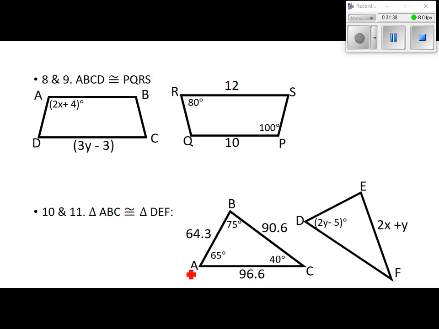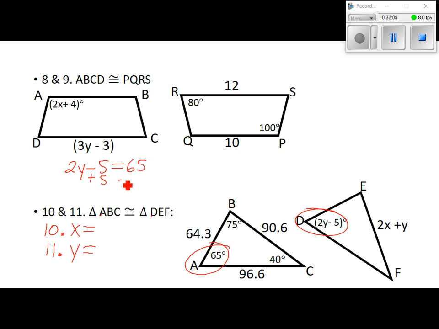Number 10 and 11, same idea. 10, they want what x equals. 11, they want what y equals. I look over here. So I know that angle A has to match up to angle D. A is right here, it's 65. D is right here, it's 2y minus 5. So I know those two have to match up. So 2y minus 5 has to equal 65.